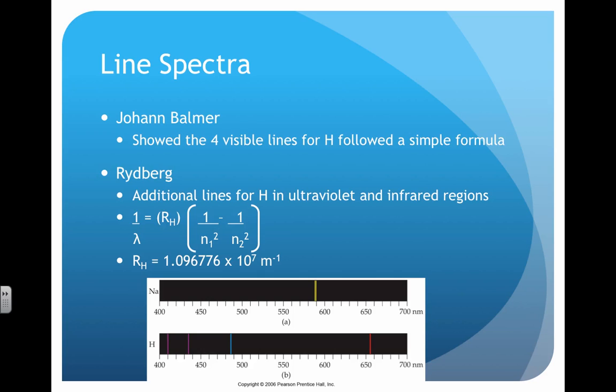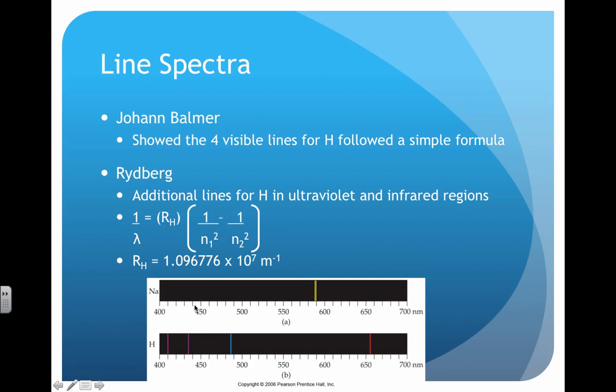We're going to talk about hydrogen first, and we'll get to why in a moment. Balmer and his lines for hydrogen follow what we call the Balmer series. The simple formula is just using Planck's equation more or less. Rydberg, however, showed that there are other spectrum bands for hydrogen that show up in the non-visible range, more specifically, the ultraviolet and infrared regions.